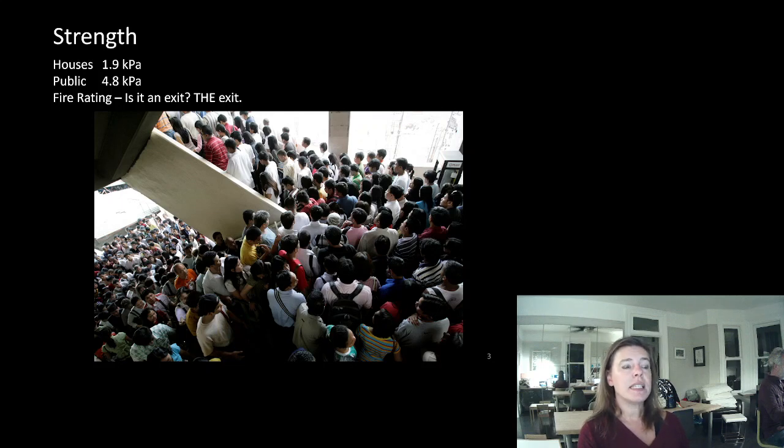Then you have to ask yourself the question, does it need to be fire rated? Remember, combustibility and fire rating are not the same thing. Fire rating is how long does it have to maintain its strength in the event of a fire. That doesn't necessarily mean it needs to be non-combustible. That said, most fire-rated stairs also need to be non-combustible. Not always, but usually they do.